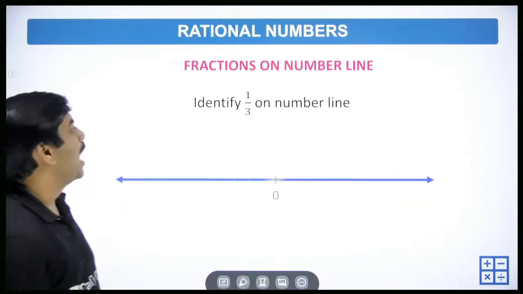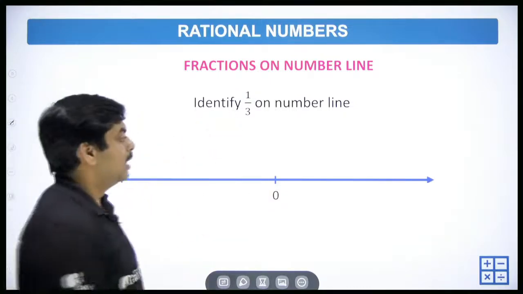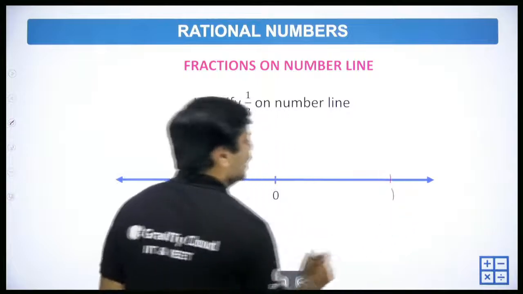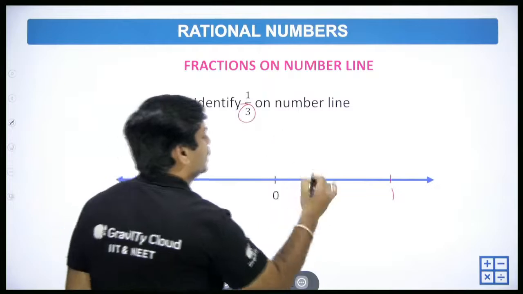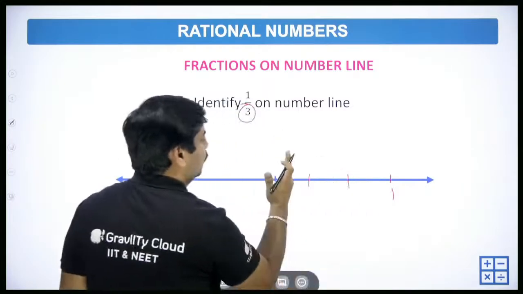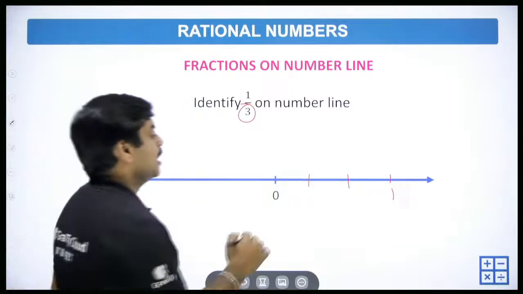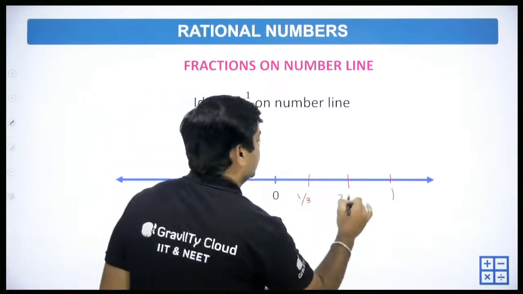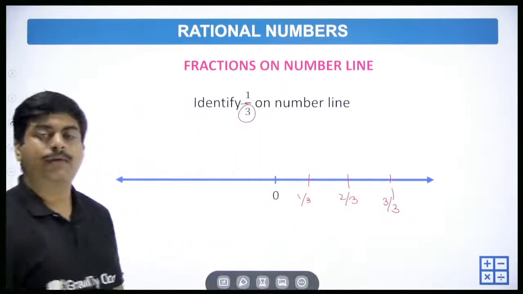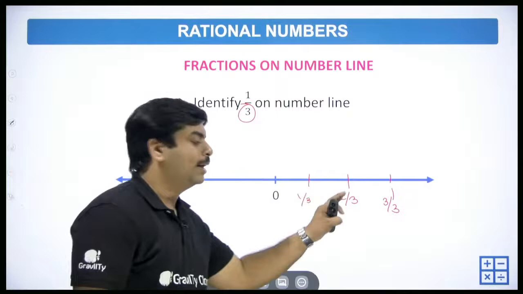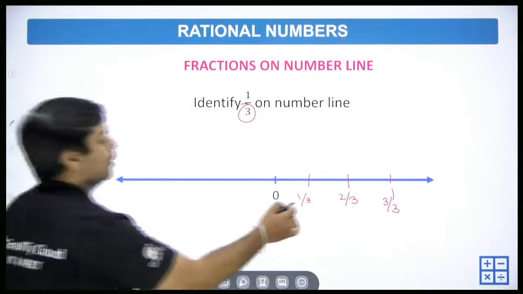The next question is to identify 1 by 3 on a number line. 1 by 3. So, from 0 to 1, divide this into 3 parts. 1, 2 and 3. The first part, second part and third part. So, the very first part will be 1 by 3. The second part will be 2 by 3 and the third part will be 3 by 3, right? 1 by 3, 2 by 3 and 3 by 3. Okay. So, this is the value 1 by 3.